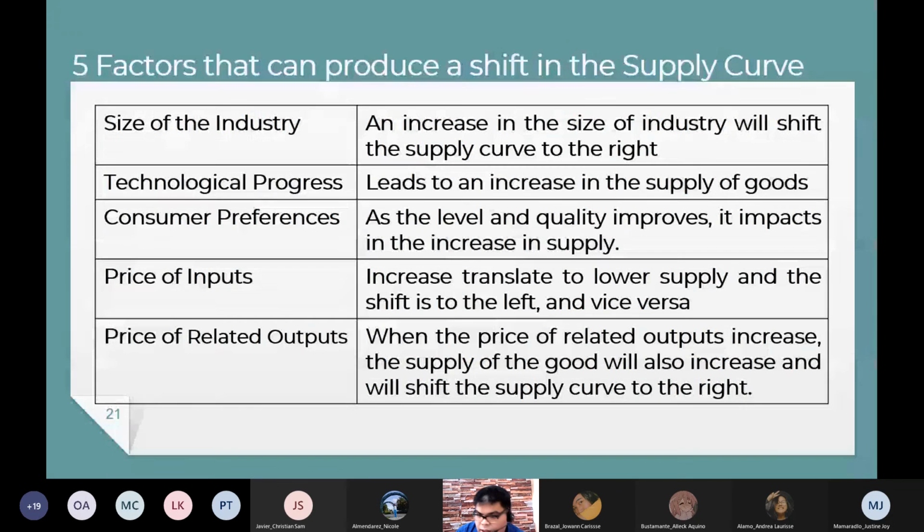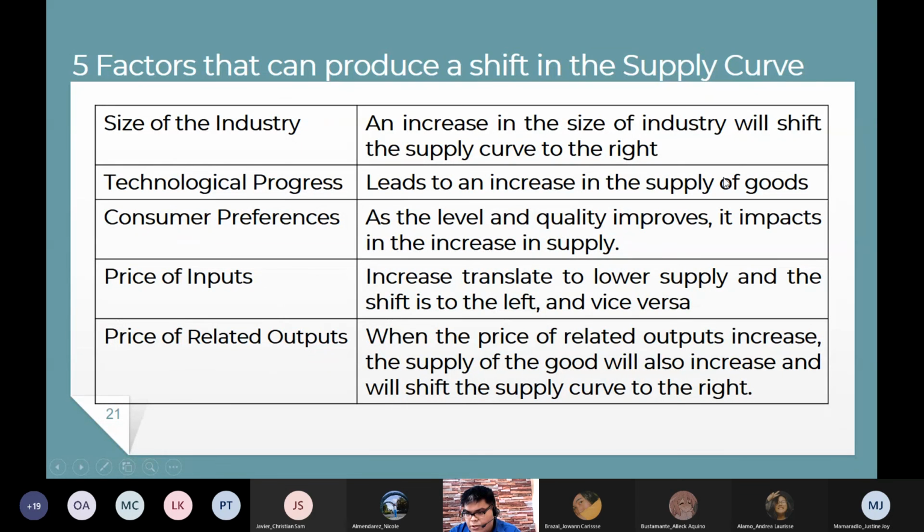And number five, price of related outputs. When the price of related outputs increases, the supply of the good will also increase and will shift the supply curve to the right. So when the price of your items goes up, your supply needs to increase so you can recover your earnings, because things like gasoline and freight eat up the earnings. So you must increase your price.